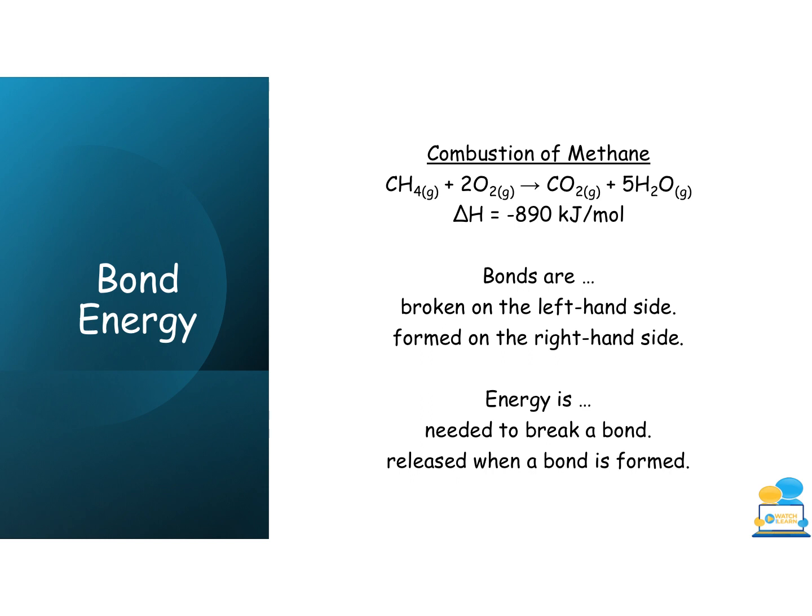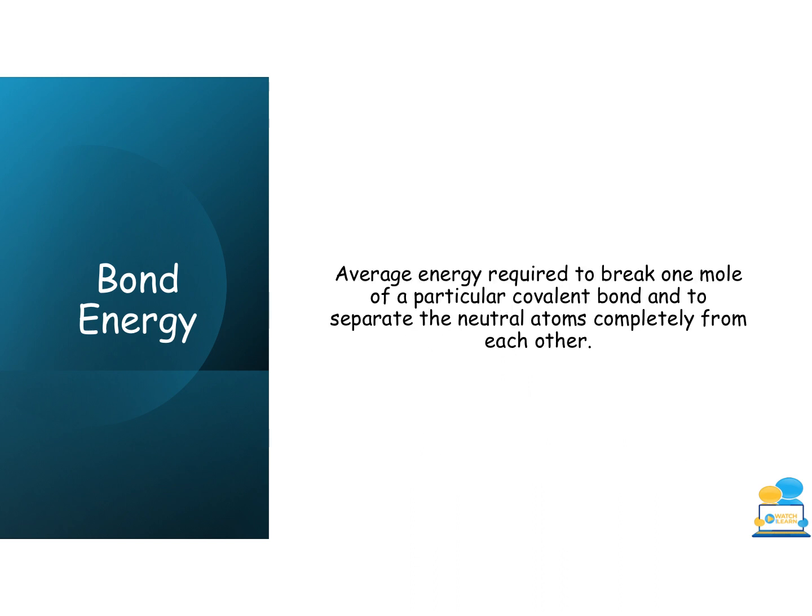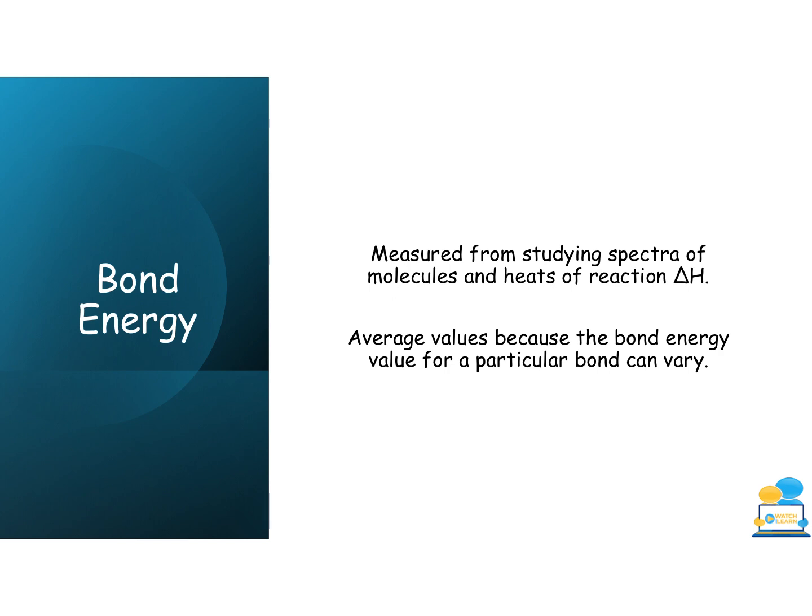Now, the energy involved in breaking bonds is called the bond energy. And here we define bond energy as the average energy required to break 1 mole of a particular covalent bond and to separate the neutral atoms completely from each other. Bond energy values are measured from studying the spectra of molecules and also from the heats of reaction. They were used by Linus Pauling to draw up the electronegativity values, which you would have looked at when you were looking at electronegativity. And on the next slide, I just have some average bond energy values.